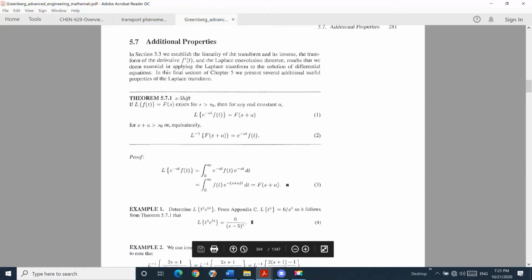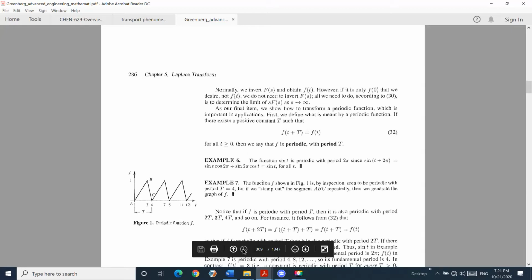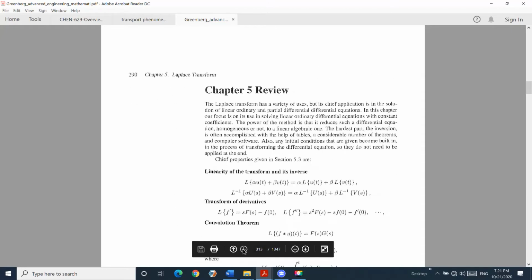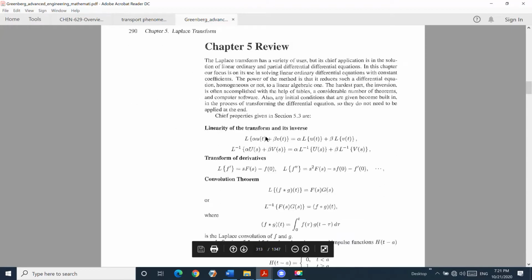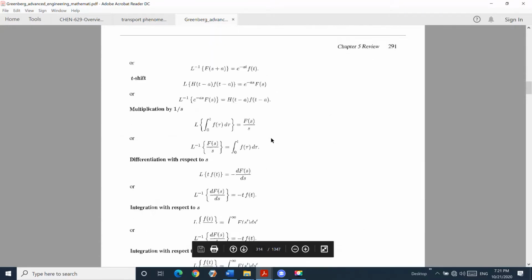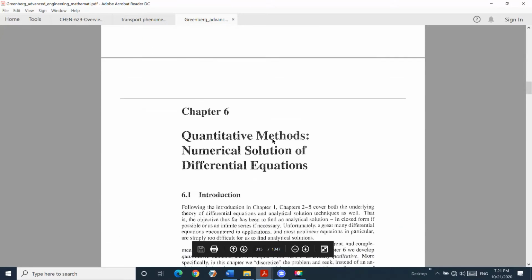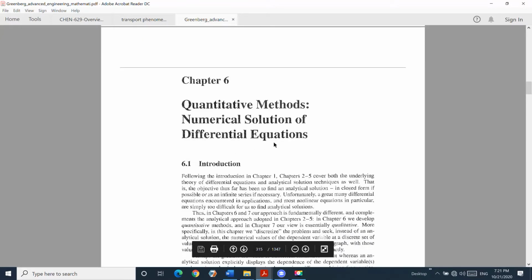Then additional properties of the Laplace transform in 5.7. You can see here, review the Laplace transform, derivative and theorems, and transformation application in the solution of differential equations.